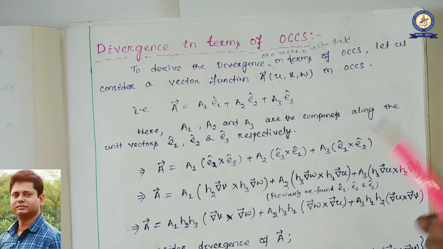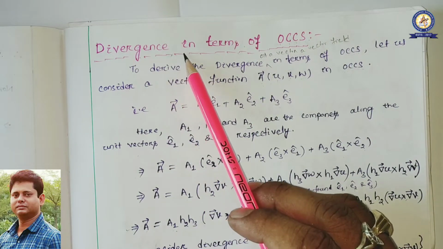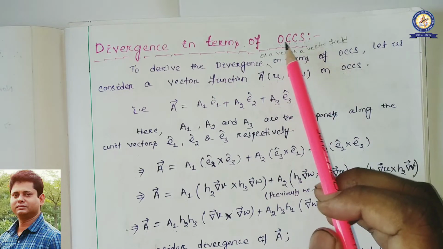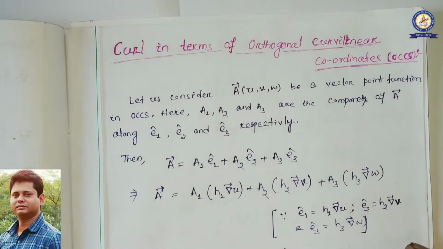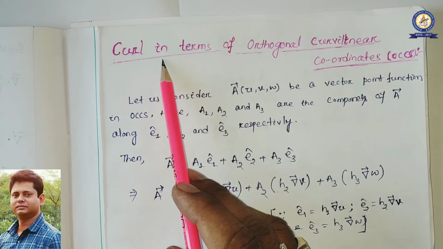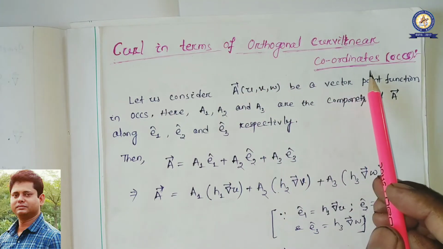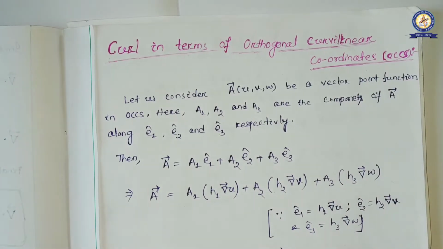In our last class, we discussed in detail divergence in terms of orthogonal curvilinear coordinate system, that is your OCCS. In today's class, we are going to discuss curl in terms of orthogonal curvilinear coordinate system, that is your OCCS. Okay, so let's start.